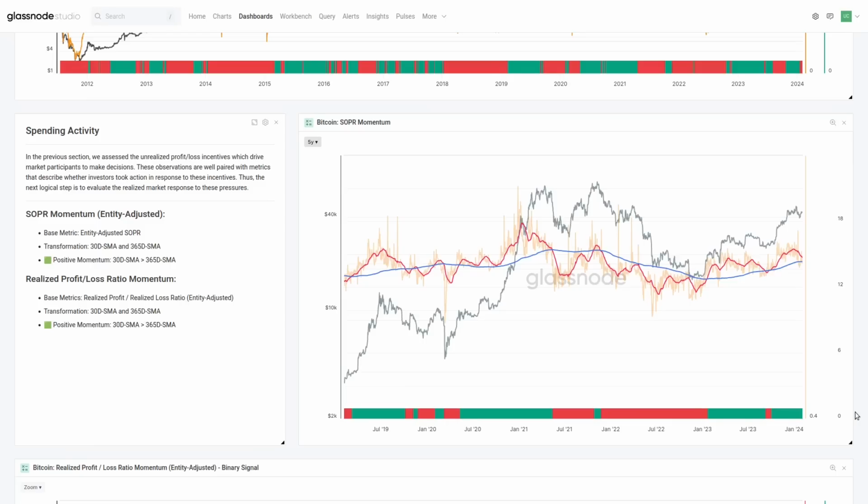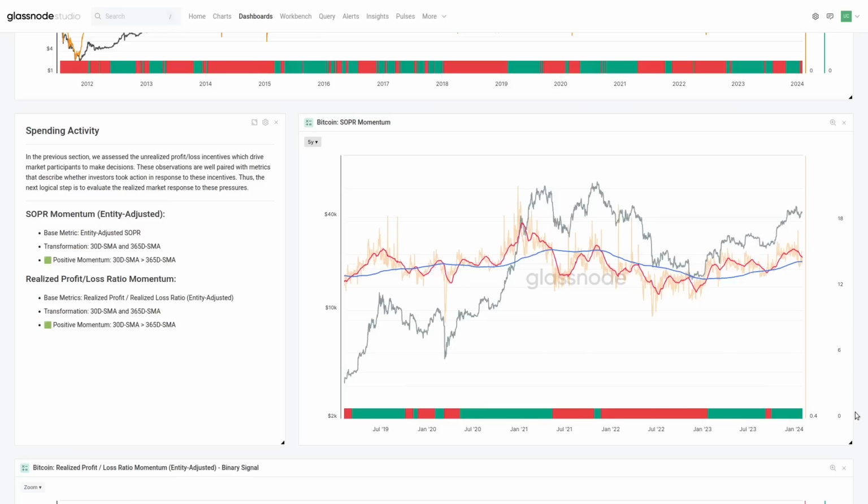Think about unrealized profit and loss as the incentive. When someone's in a lot of profit or in a lot of loss, the probability they're going to do something increases. But probably the more important question, and quite often something that really does move markets around a lot more, kind of fast paced, is did they actually do anything about that?